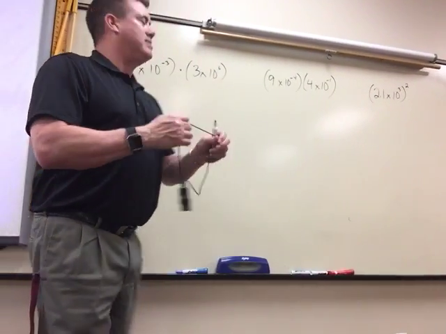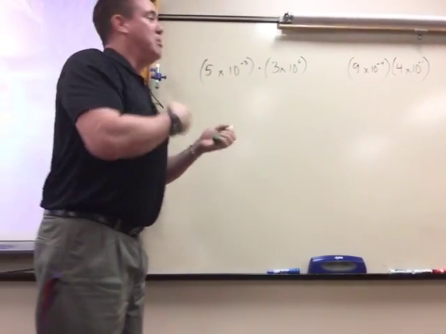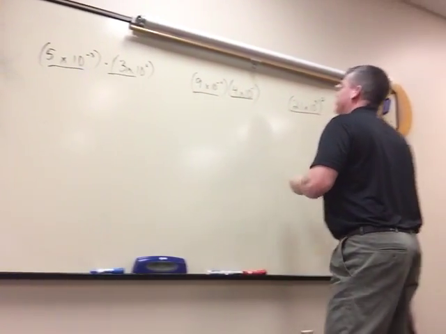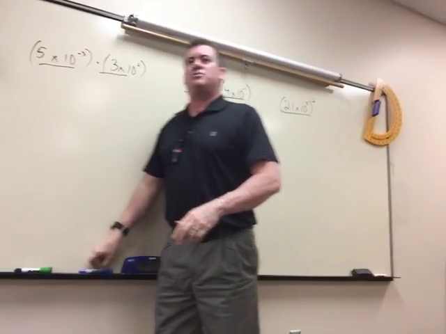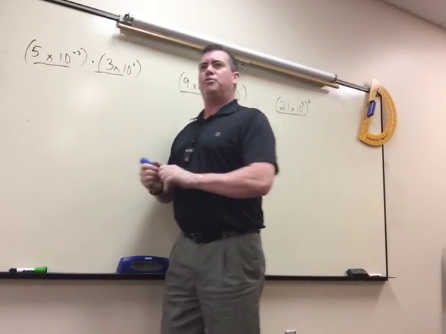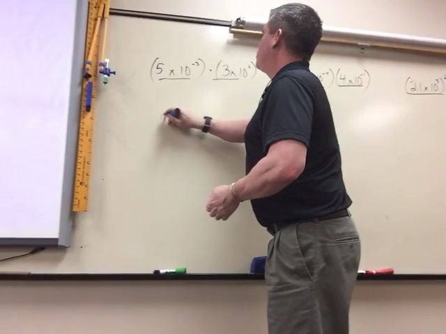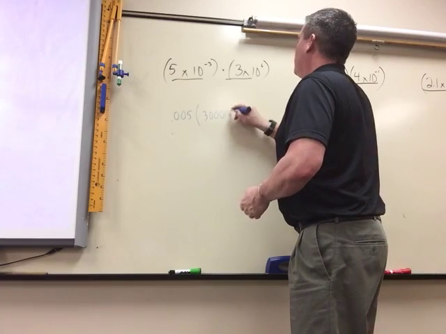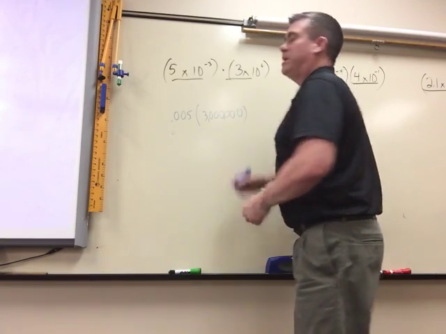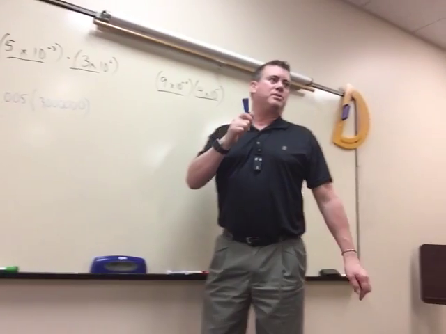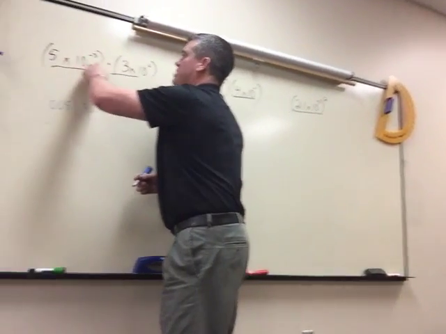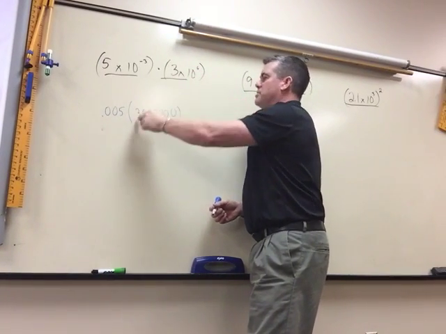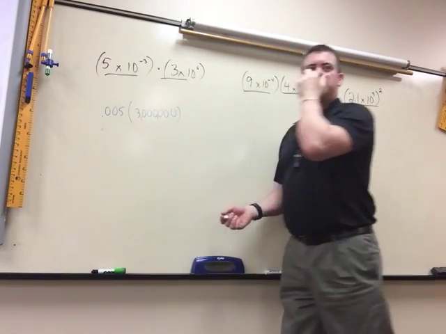All right, with today's stuff now, it's multiplying scientific notation numbers and dividing them. So it's just like regular multiplication. If you took 0.005 times 3 million, that would give you the answer to this. Because 5 times 10 to the negative third is 0.005, and 3 times 10 to the sixth is 3 million. I moved the decimal 6 spots.